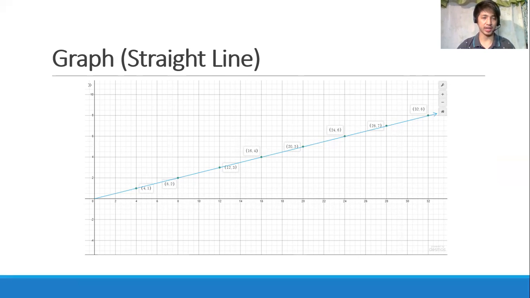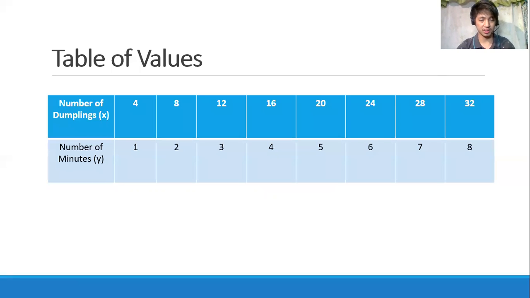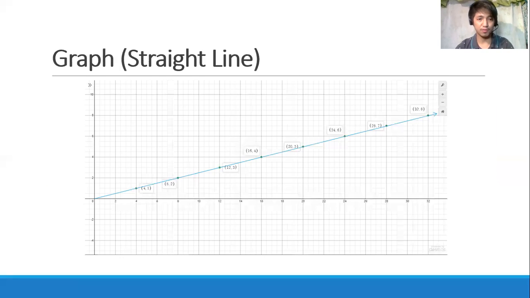To represent it using the graph, we just plot the points using the table of values. So we have 4, 1; 8, 2; 12, 3; 16, 4; 24, 6; 28, 7; and 32, 8. And then connect the points. You start from 0, 0. As you can notice, it's a straight line, and it's increasing.